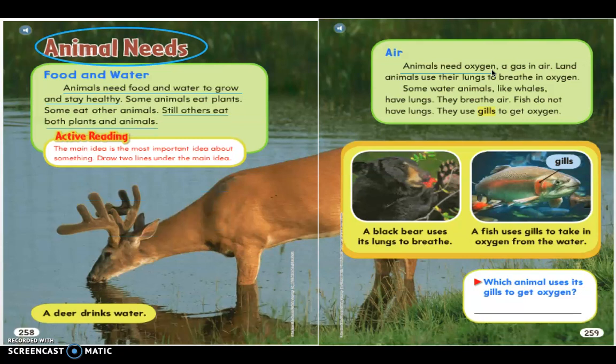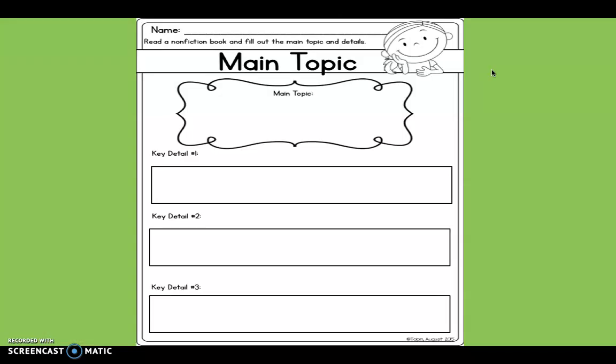What else did I learn? That other animals eat both plants and animals. Oh, I got it. And that land animals use their lungs to breathe and fish use gills to breathe. Those are the important facts that I learned. So I'm going to go over here to my main topic organizer, and in order to understand what that section was mostly about, I need to remember those key details. I think that if I added those details up, it would tell me that that section was about animal needs.